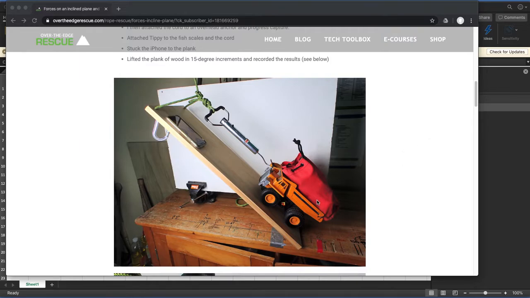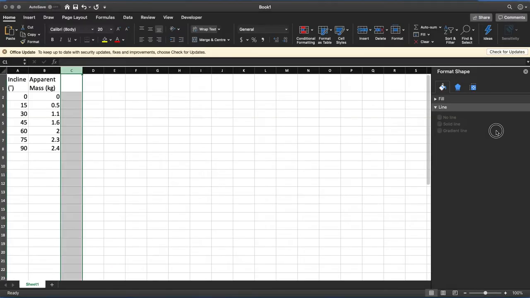You might remember this experiment from last week involving Tippy the tip truck. We have a ramp that we can change the angle, we have a fish scale to measure the load, and I've taken those data and put them into Excel here.